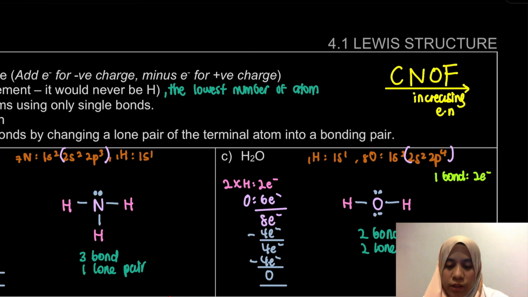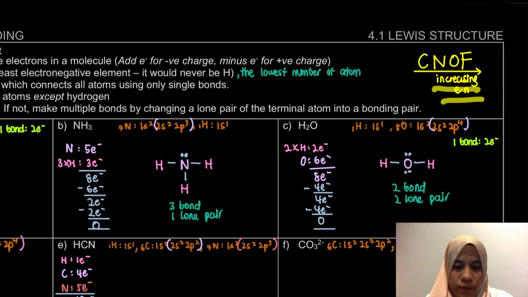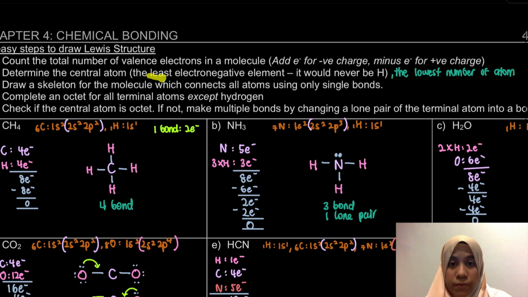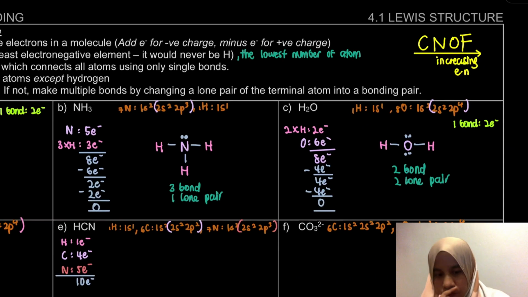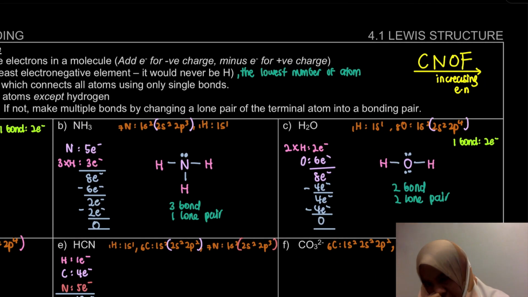So, electronegativity. So, again, from carbon to fluorine, here is the order of increasing electronegativity. Okay, for the central atom, it must be the least electronegative element. Sebenarnya, the least electronegative element memang yang ada is actually hydrogen. Tapi for the case of Lewis structure, dia cakap it will never be hydrogen. Cannot. Sebab kalau dia di tengah, nanti dia lebih daripada 2. So, cannot lah.